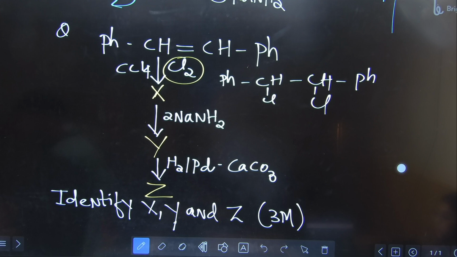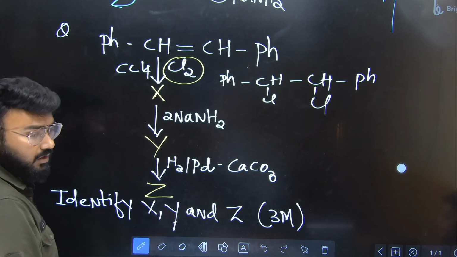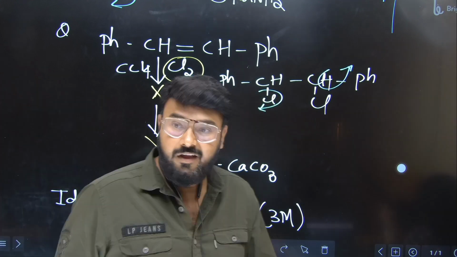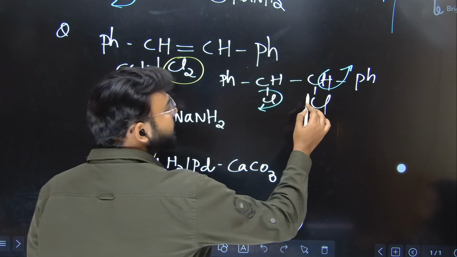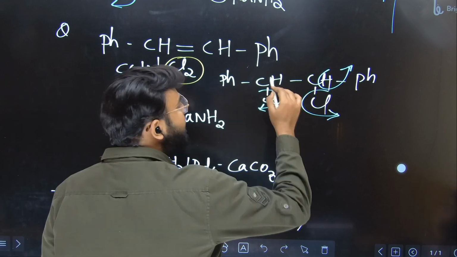Would it be phenyl C triple bond C phenyl? Yes, it's easy. Good job. So what's going to happen? First, you'll remove this halogen, and a double bond will come up. Then because you are adding it two times, again you will remove the halogen and you'll remove the hydrogen.